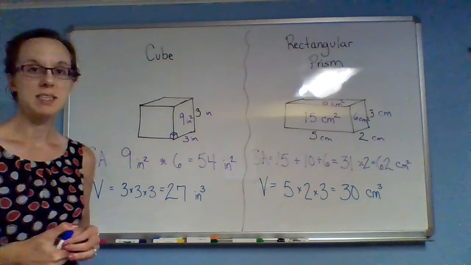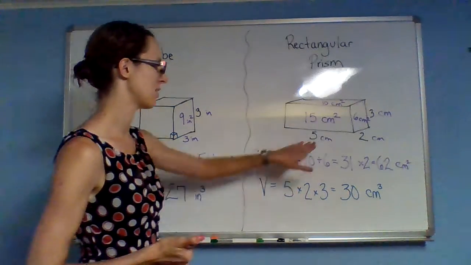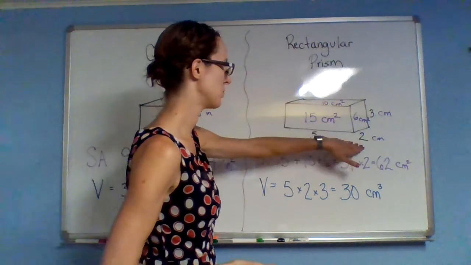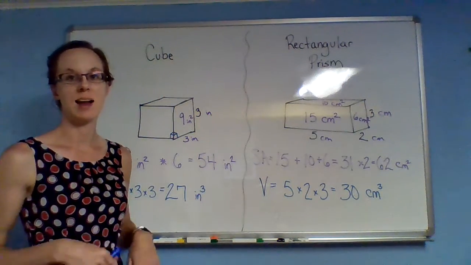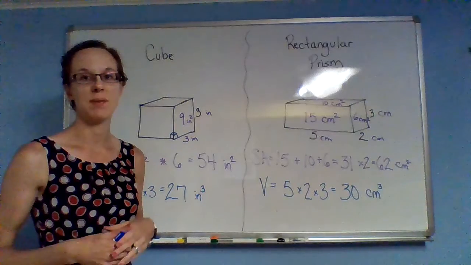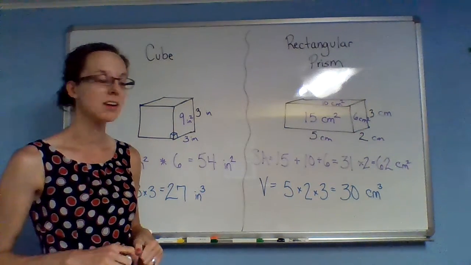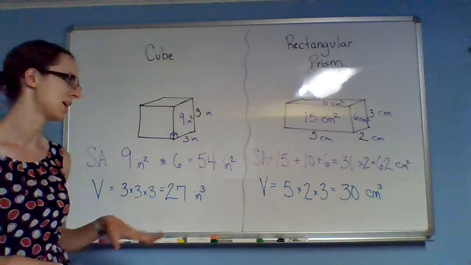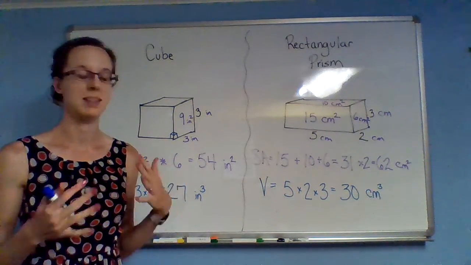Multiplication is commutative, which means it doesn't matter what order you do it in. So in this case, I called 5 the length, 2 the width, and 3 the height. But if the shape was rotated and I did 2 times 3 times 5, I would get 6 times 5, which is still 30. So multiplication order doesn't matter. So when you're doing length times width times height, don't get too concerned about which one's the length and which one's the width and which one's the height.